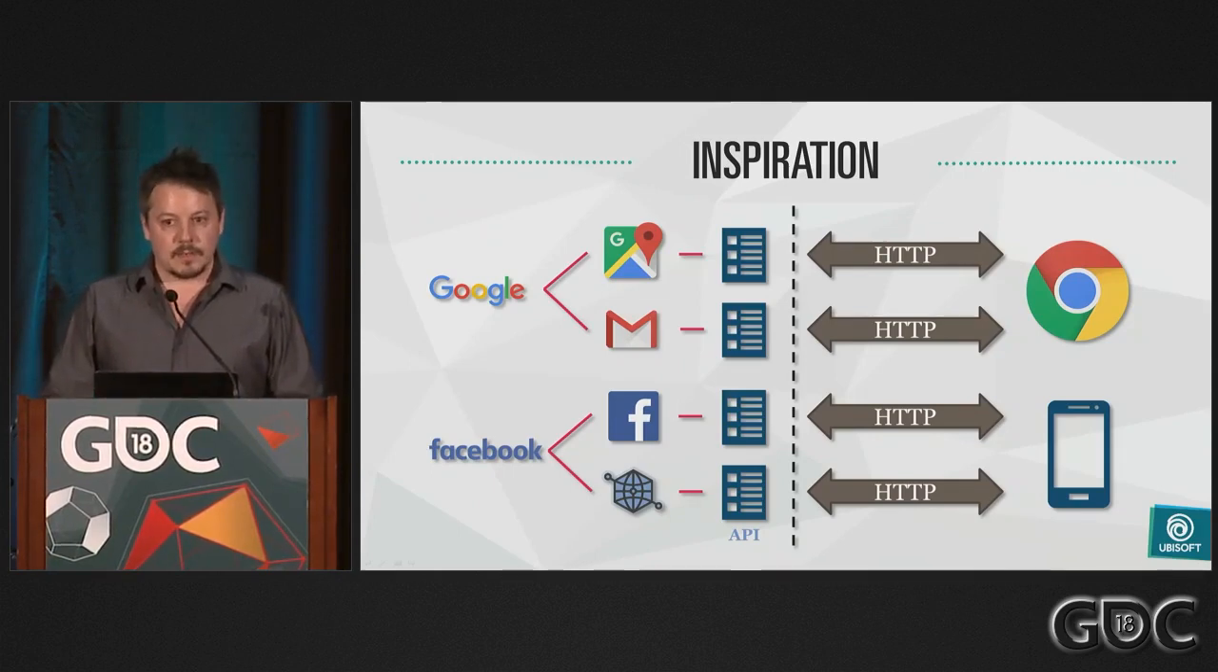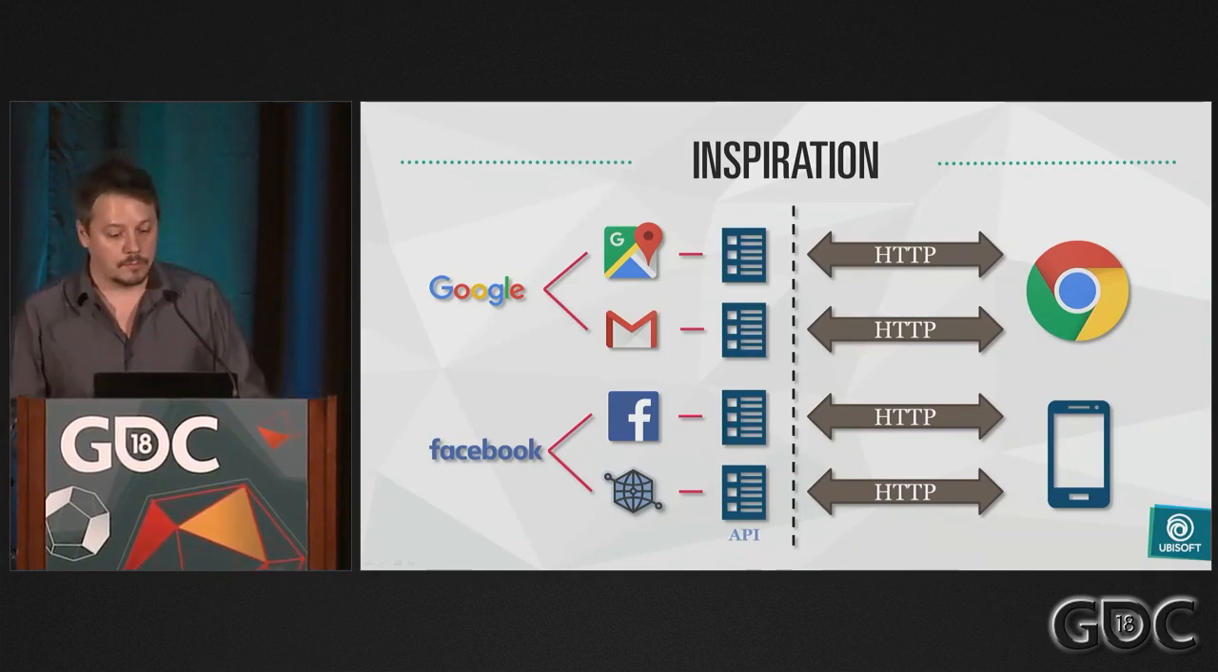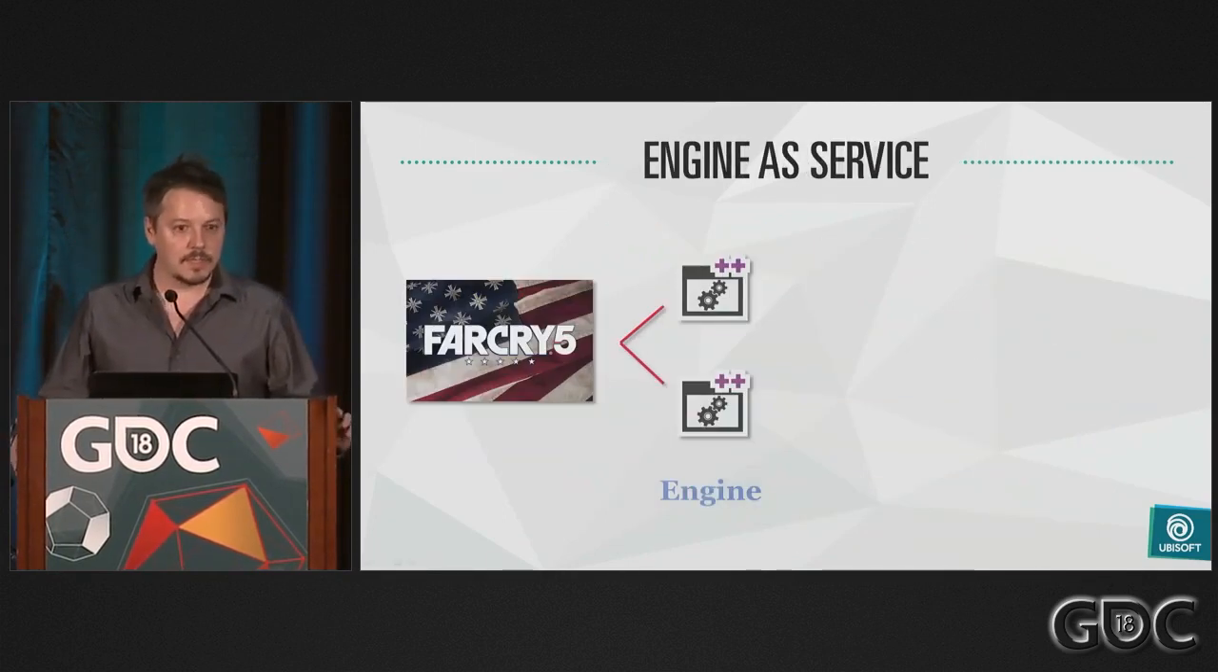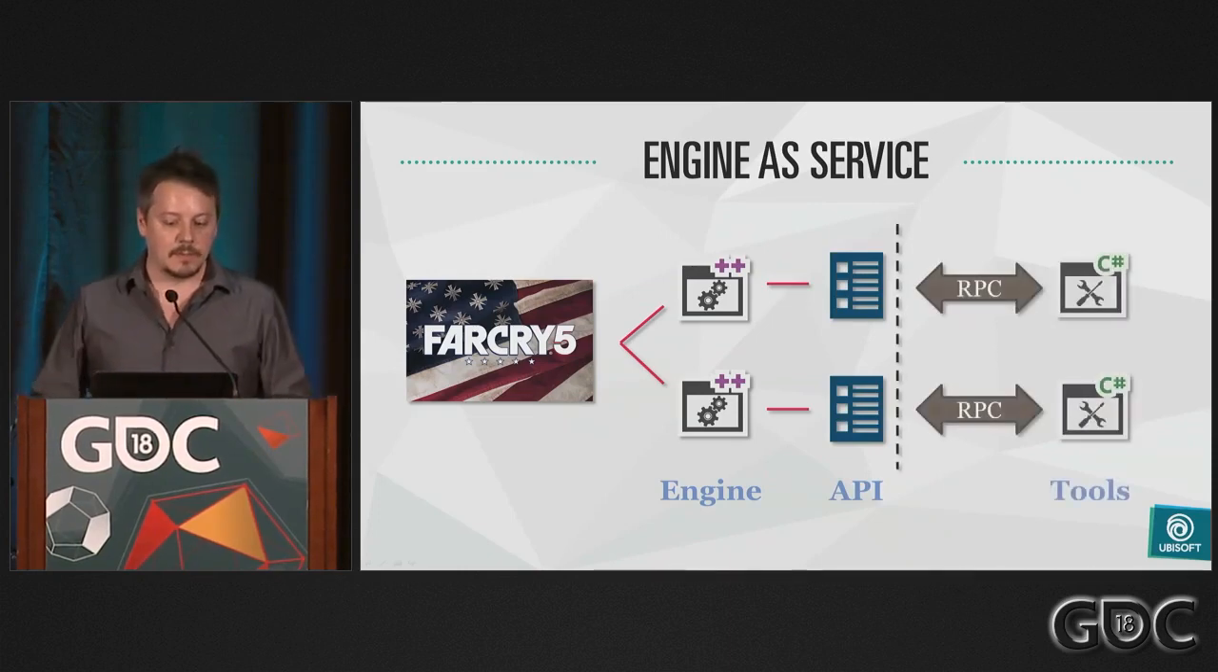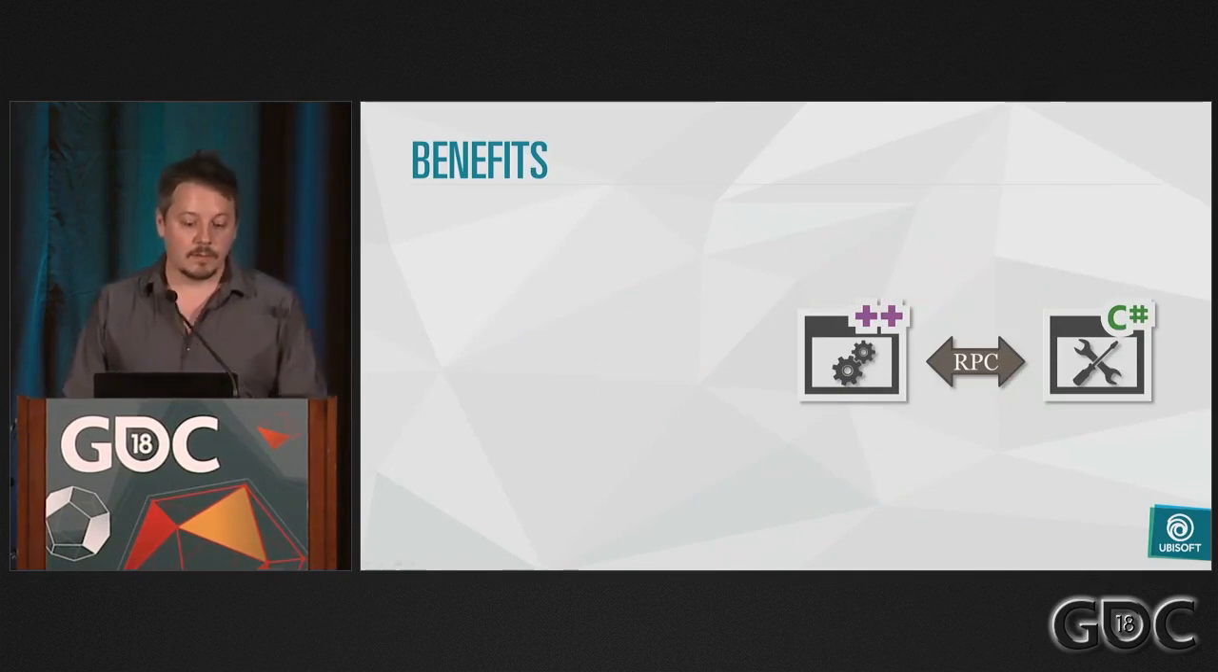So if we look at this architecture, we can actually apply the same concepts for tools and our engine. Our engine can actually be seen as a backend. It has a lot of features. It has a render, particle system, some gameplay AI systems. And all of those systems can expose their features through a set of high-level APIs that can then be consumed through a transport layer, in that case RPC, by a front end, and the front end in that case would be the tools.